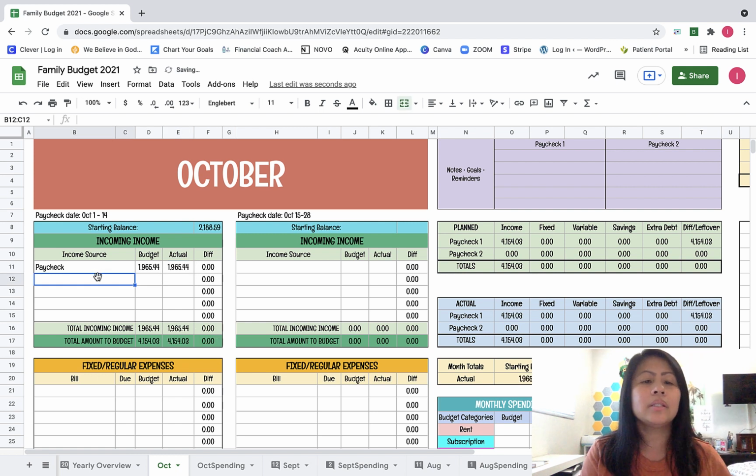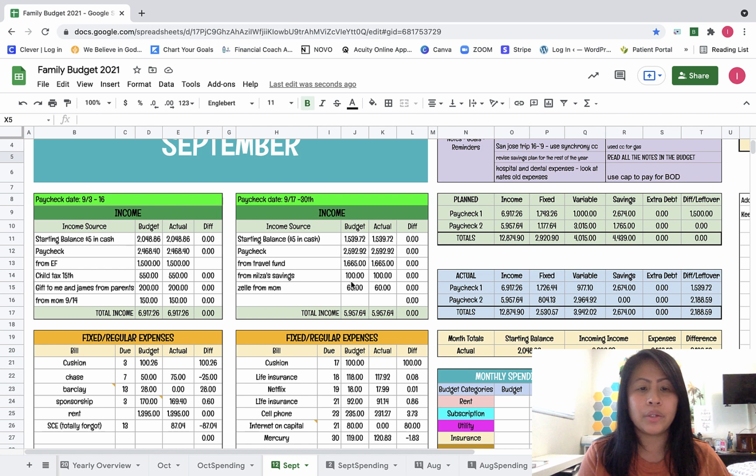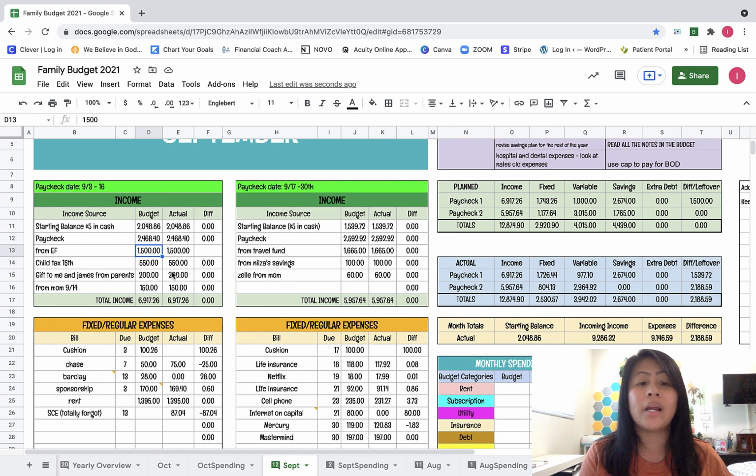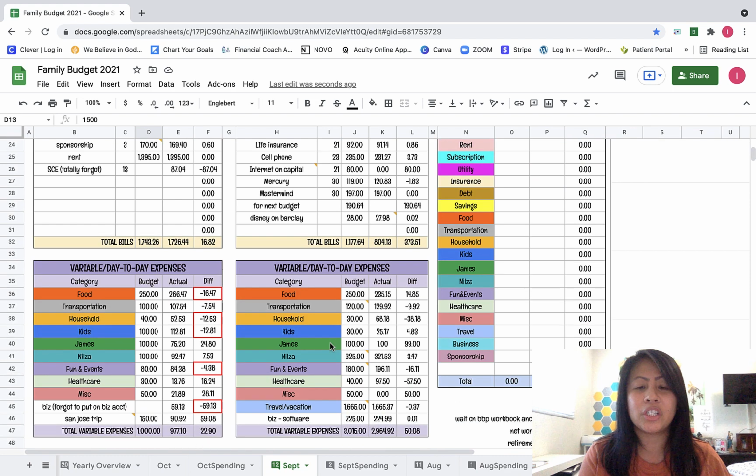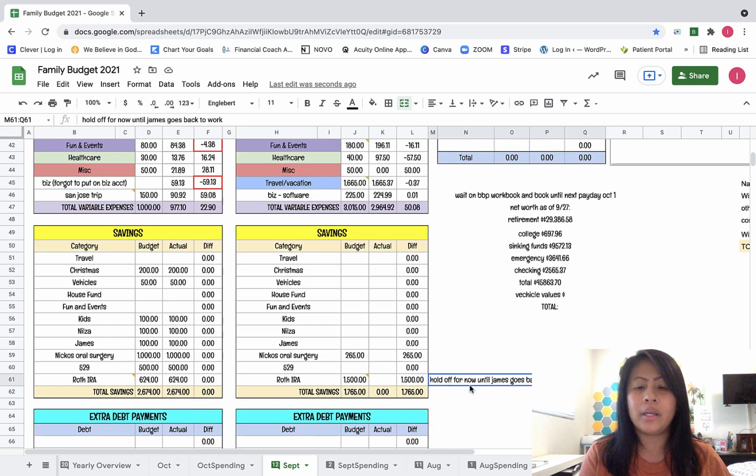So let me quickly explain what this big number right here is for. The $2,188.59. So going back to September, I had originally transferred over $1,500 from our emergency fund in our first paycheck budget for September because we were actually going to put that into our Roth IRA, or my husband's Roth IRA. But then when he got injured, we decided to just hold off on it. I think I put it right here. Hold off for now until the husband goes back to work.